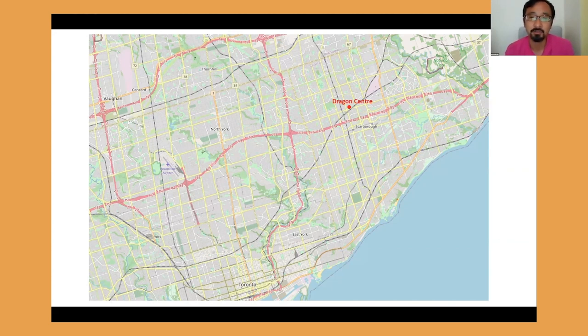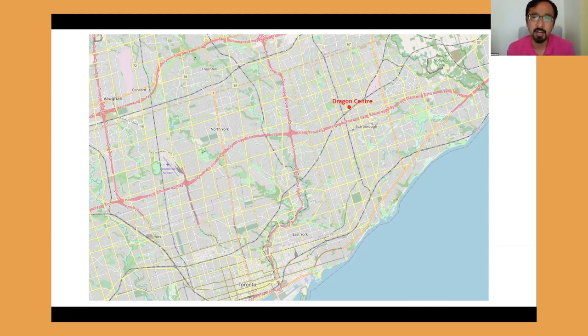Its official address is 23 Glen Watford. So this is like right in the heart of suburbia. And at the time in 1984, when it was first built, Scarborough wasn't as diverse as it is today. It was very much a fairly white suburban community.